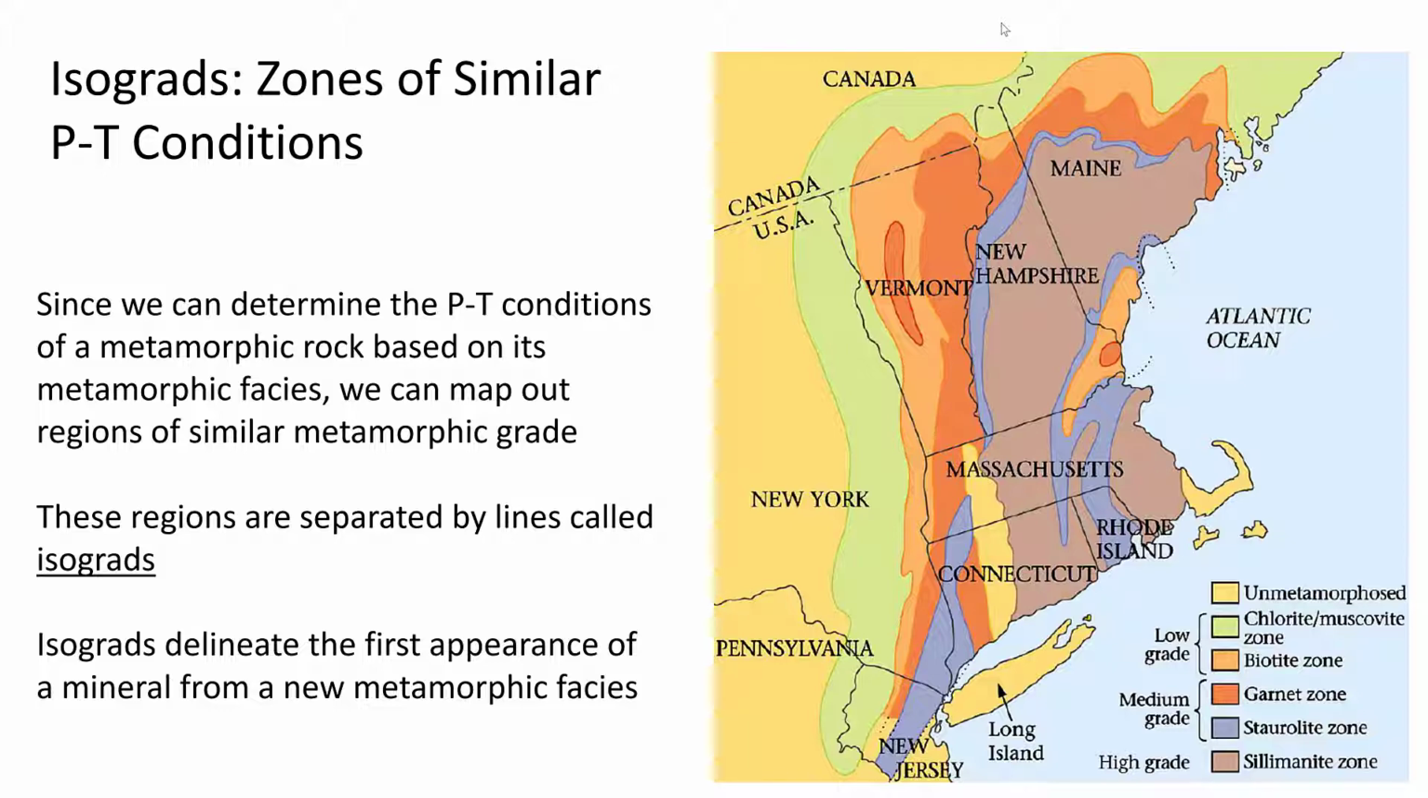The example shown on the right from the eastern United States shows the boundaries between the unmetamorphosed rocks in yellow, the low-grade metamorphic rocks, chlorite, muscovite zone, and biotite zone, and increasing in metamorphic grade toward the east, toward the garnet and staurolite zones, and the high-grade sillimanite zone.